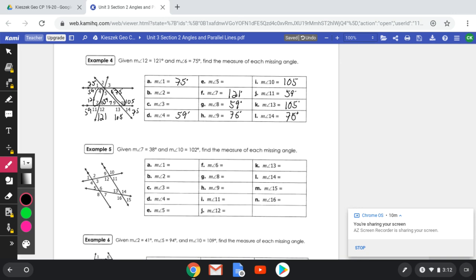Okay. So now we've probably got the hardest angles to go with here, 2, 3, and 5. Actually, we can look at them with angle 3. Because angle 3 is actually what? It's vertical to angles 3 and 4. And we said 4 is already 59. So angle 3 is also 59.